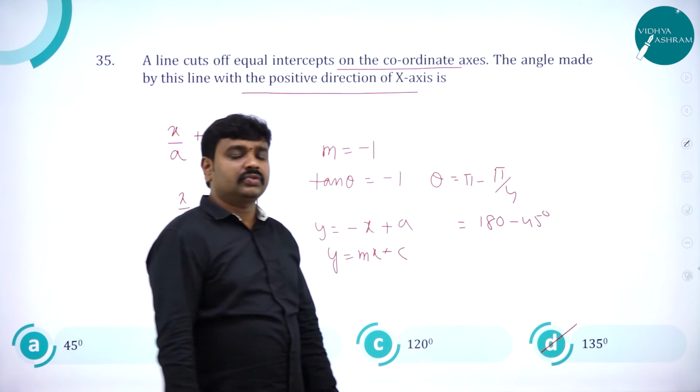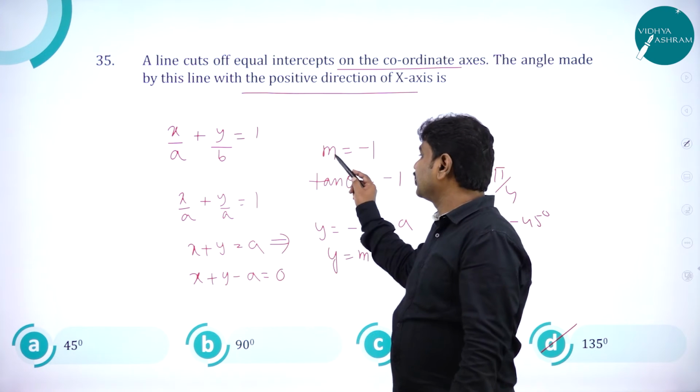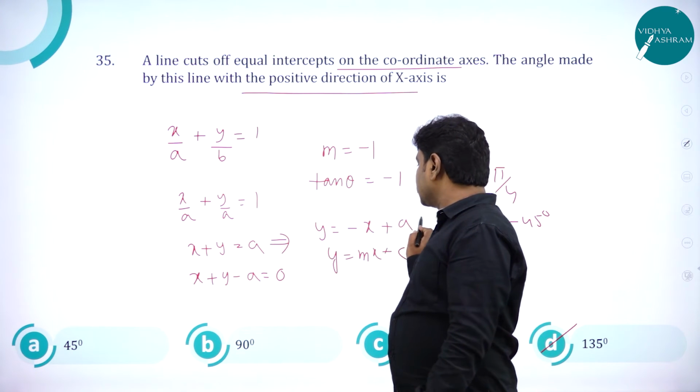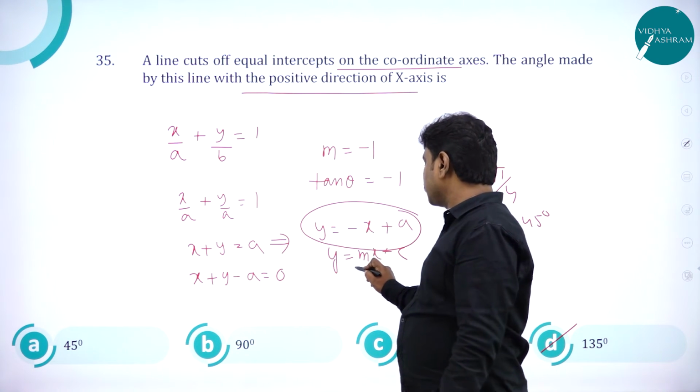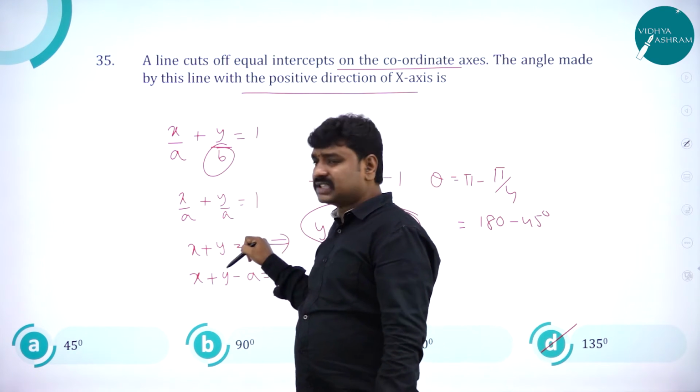Hope all of you got this. So first you should be thorough with the slope concept. What is the slope of a line? Tangent of the angle made by the line with the x-axis. So first rewrite the line in slope intercept form, y is equal to mx plus a form. By comparing, m is minus 1. That's it. Equal intercept means what? The a and b values are both the same.